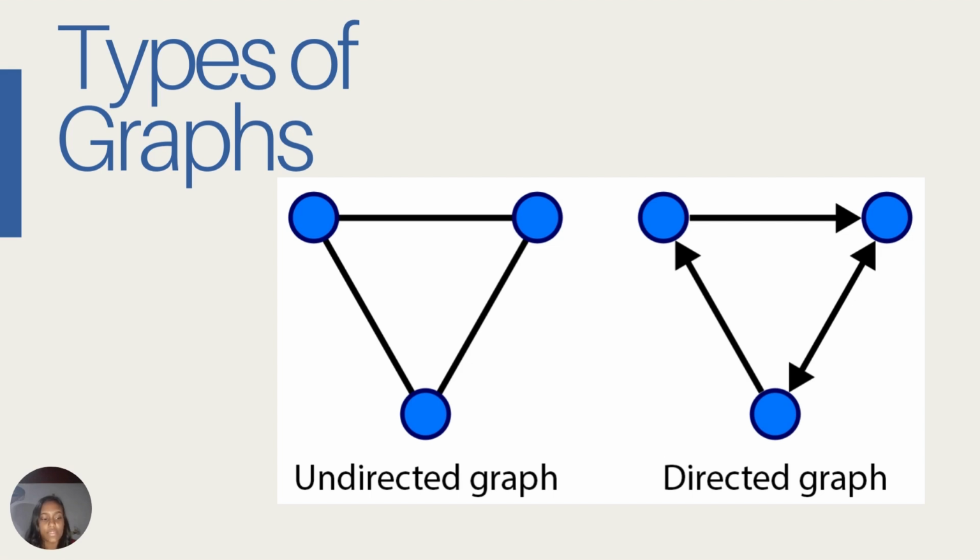Directed graph, the edges have a direction represented with arrows. If there is an edge from A to B, it means A is connected to B but not necessarily B to A. As an example, the Twitter follow system where A follows B but B may not follow A.